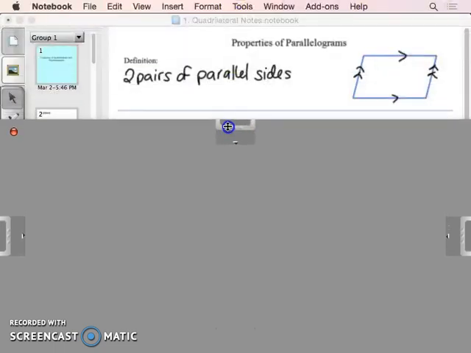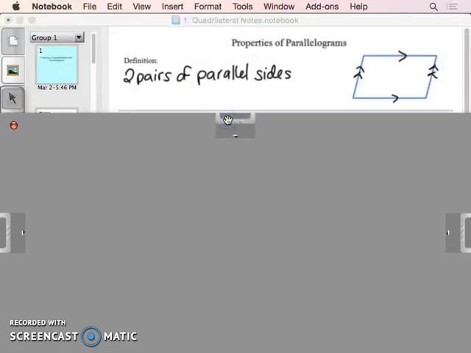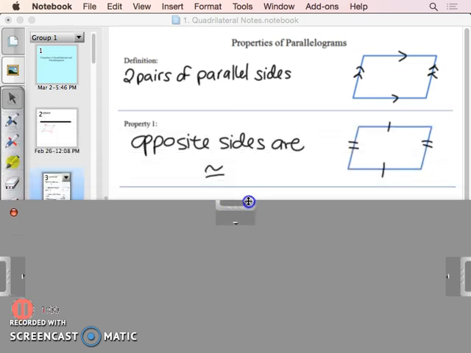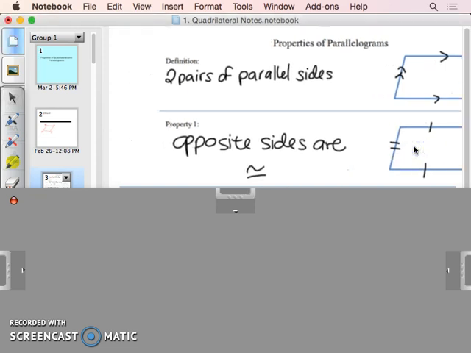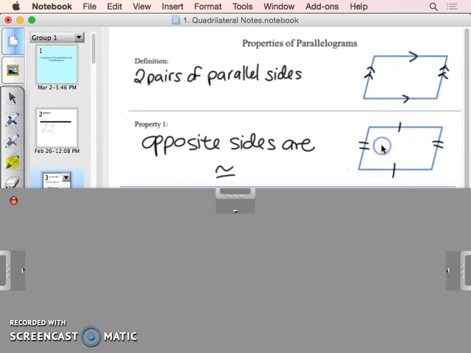And so the first thing that you have to know is that a parallelogram has two pairs of parallel sides. That's the definition. And again, these arrows indicate that they're parallel. All right, the second thing that you have to know about a parallelogram is this property. The property is that opposite sides are congruent. So these sides here are going to be congruent to each other, and these sides here are also congruent to each other. And this should have another equal sign.